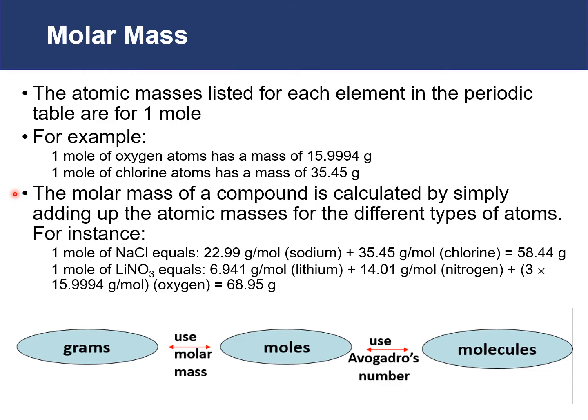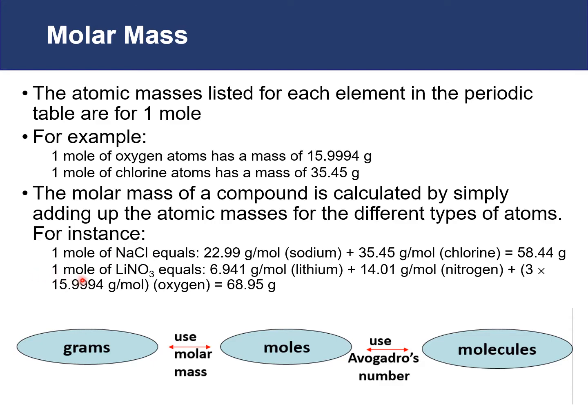We can calculate the molar mass of a compound by simply adding the atomic masses of the different types of atoms. So for example, if we're dealing with something like sodium chloride, the molecular mass of sodium chloride is how much 1 mole of sodium chloride weighs. So we would take the mass of 1 mole of sodium and add the mass of 1 mole of chlorine. So that would be 22.99 grams per mole for the molecular weight of sodium plus 35.45 grams per mole for the mass of chlorine, giving us a total of 58.44 grams for 1 mole of sodium chloride.